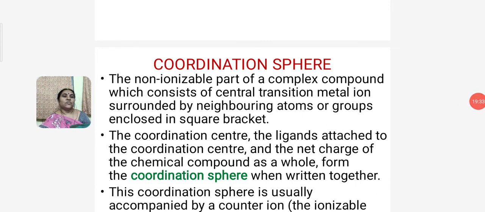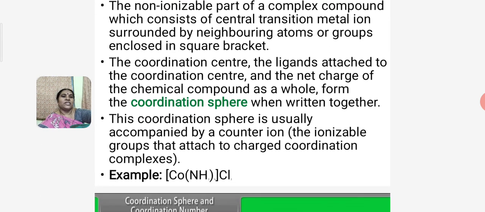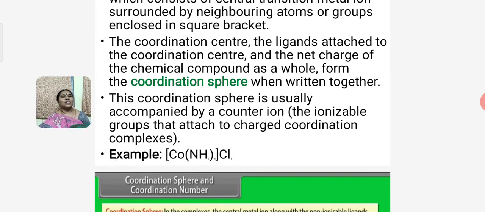Now let us learn what is coordination sphere. The non-ionizable part of a complex compound which consists of a central transition metal ion surrounded by neighboring atoms or groups enclosed in a square bracket is called the coordination sphere. In a coordination center, the ligands attached to the coordination center and the net charge of the chemical compound as a whole form the coordination sphere when written together. This coordination sphere is usually accompanied by a counter ion, that is, the ionizable groups that attach to the charged coordination complexes.